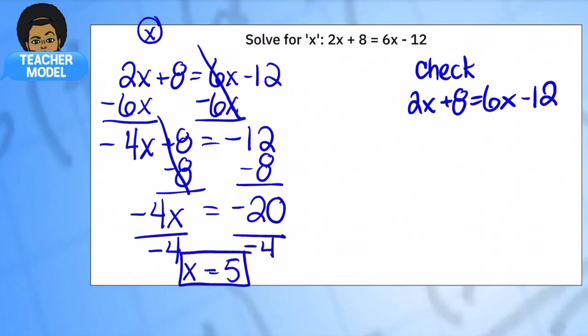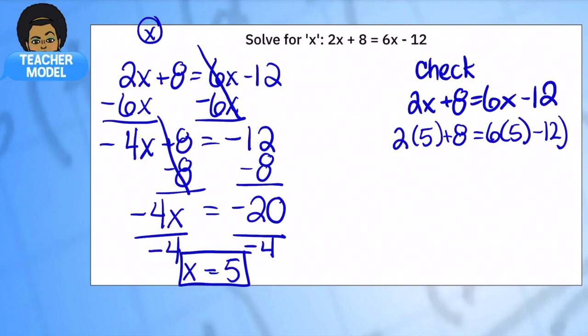And we're going to double check our work because, again, we are our habits. Everything we do, if we're consistent, it is going to pay off. So we know that good habits are to check our work. So let's just do it. And I'm going to substitute. Every place I see an x, I'm going to put a 5. So 2 times 5 plus 8 is equal to 6 times 5 minus 12.